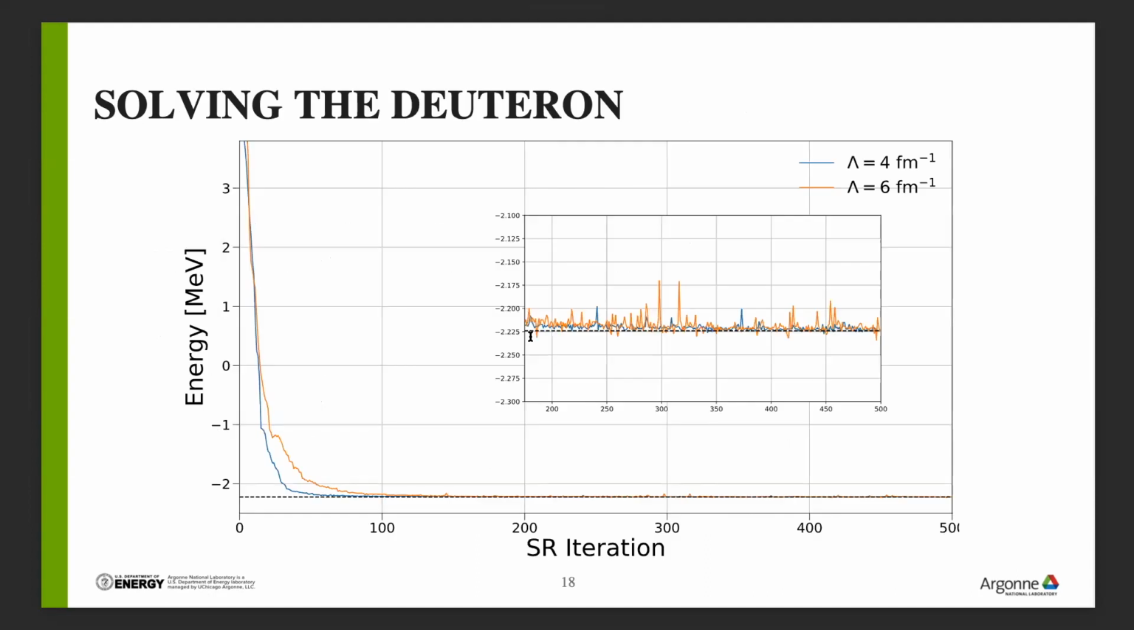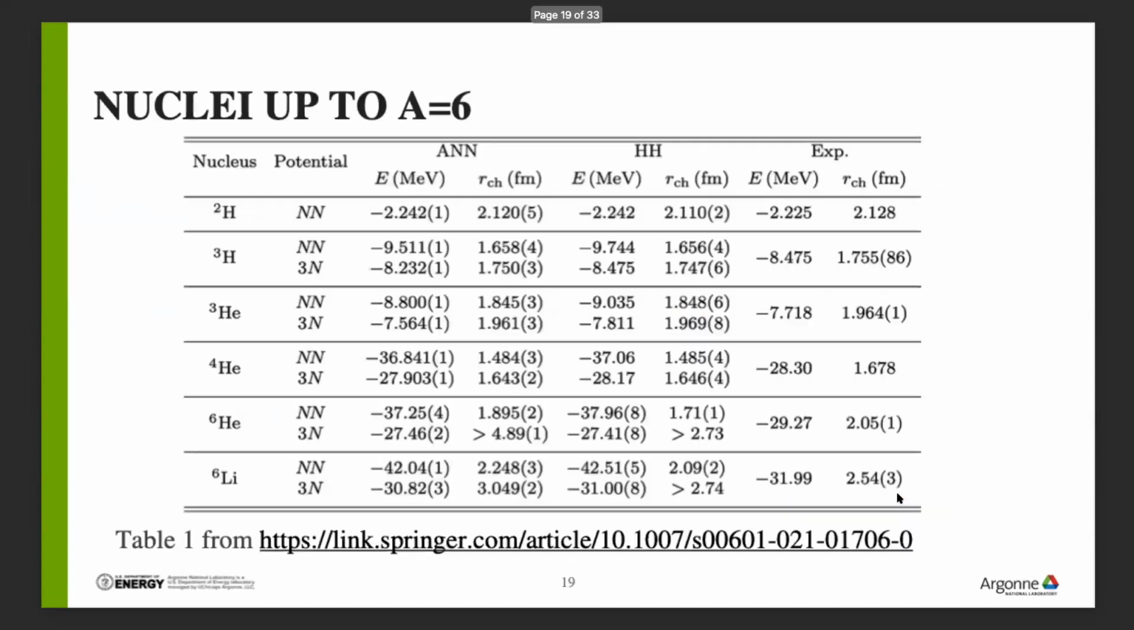Here's one of our first results, solving the deuteron. So that was just 2 particles. You can see in this zoom in here, this dashed line is the exact energy of the deuteron. And our wave function was approaching it exactly after just 500 iterations. So this was a nice result initially. This was a couple years ago at the start of COVID.